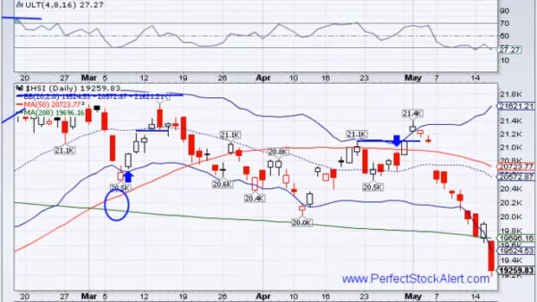Today is Wednesday, May 16th, 2012. We're going to have a look at a couple of charts here and get some kind of an idea of where the rest of the markets are headed based on those charts. Let's look at the Hong Kong Hang Seng Index, or the HSI.